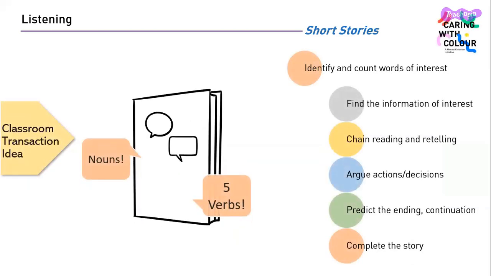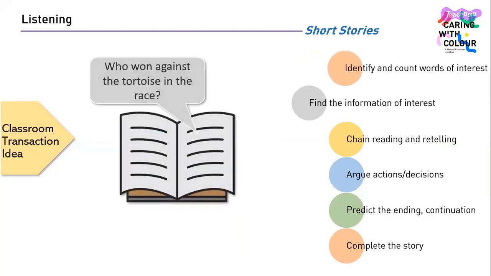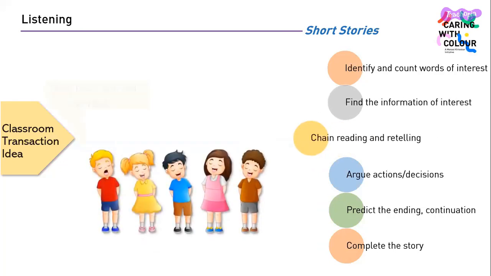Let us see some transaction ideas on how we can utilize storytelling. The first idea would be to take up a story and let the learners identify or find out words of interest. These words of interest could be nouns, pronouns, articles, or anything. The second idea is, using the same story, you can let the learners find the information of interest. What does that mean? It could be as simple as who won the race against the tortoise in the story of the hare and the tortoise.